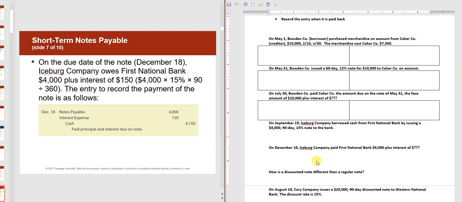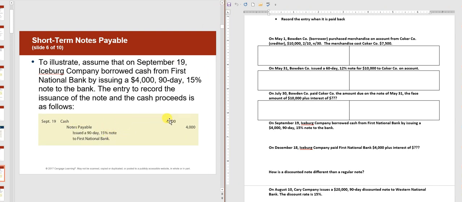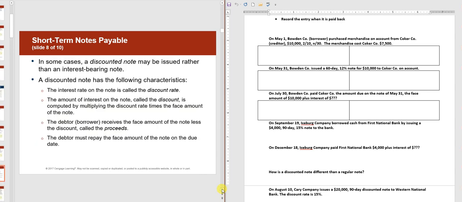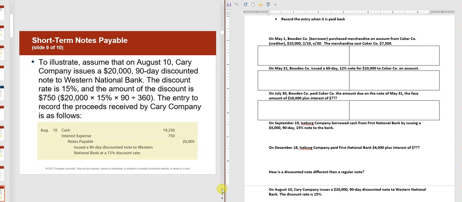Next one we're going to talk about is the discounted note. Simply put, a discount note takes the interest out of the face. So in this case, if this were a discount note, let me back up. Remember the 150. If this were a discounted note, I would not give them $4,000 cash. I would give them $4,000 less the 150. Okay, and I'm going to record that as interest, and then when I pay it back, I pay back the $4,000. So in other words, you take the interest out of the face of the note. That's the discounted note. You can read through that.